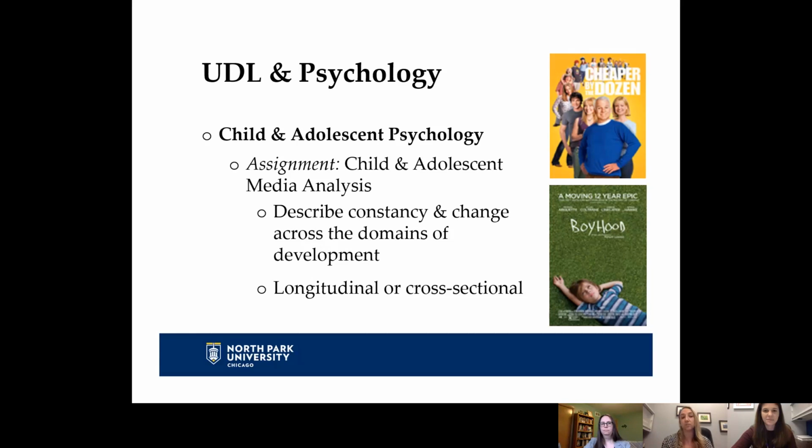Cheaper by the Dozen has, I believe, a 14-person family, and the children in the family are between the ages of 5 and 22. So that's a nice cross-sectional analysis. And then Boyhood follows Mason Evan Jr. from infancy through early adulthood. So there's the goal of the assignment. And so, like my colleagues, I have reflected on those UDL principles, and I have adopted those in this assignment. So let me talk about some of the changes that I've made.